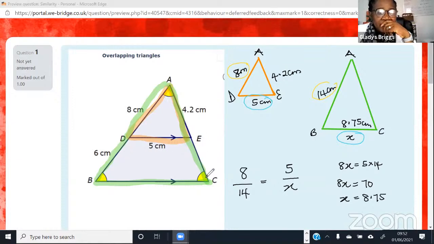You need to find EC, yeah? And EC is quite easy actually. Yeah, so you can find what the full length is, and then you can subtract it to find what EC is. All right, so you can then say 8/14 is equal to what? So we don't have the full length on this side, but we have it on this side. It's equal to 5 over this.